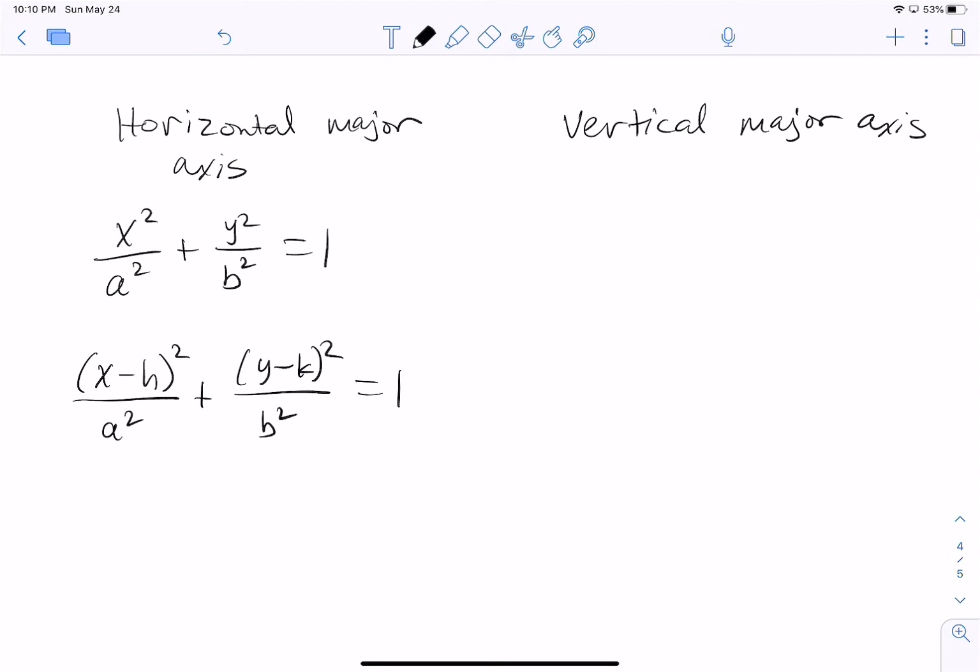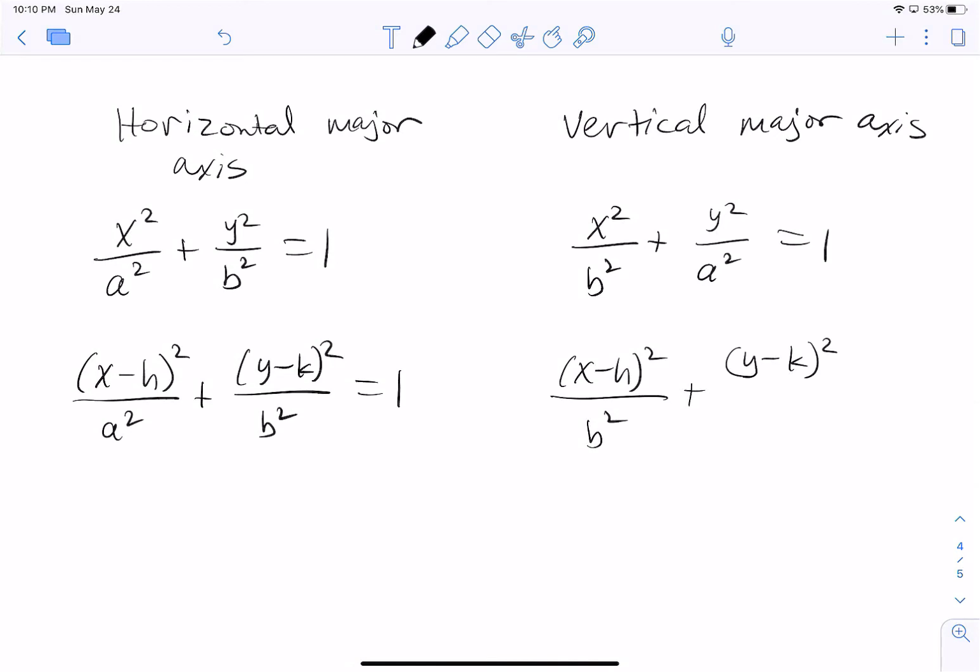An ellipse with a vertical major axis is going to look like x squared over b squared plus y squared over a squared is equal to 1. And if it's translated, it's going to look like x minus h the quantity squared over b squared plus y minus k the quantity squared over a squared is equal to 1. Note that a is bigger than b for all of these scenarios. Also, in all cases, the foci are given by the equation a squared is equal to b squared plus c squared.